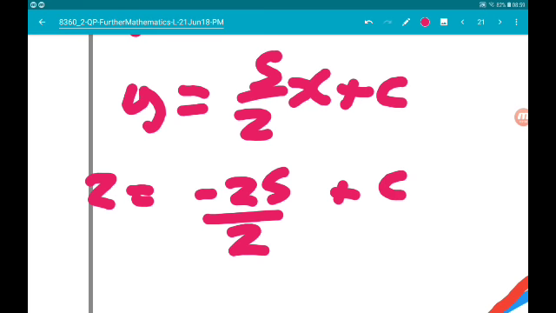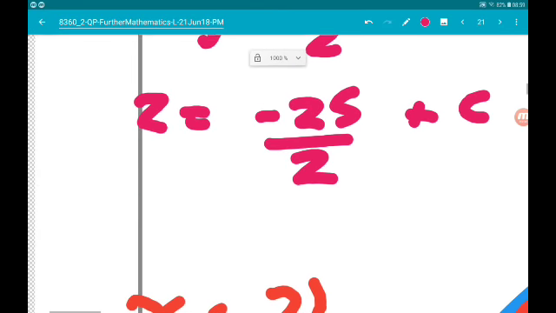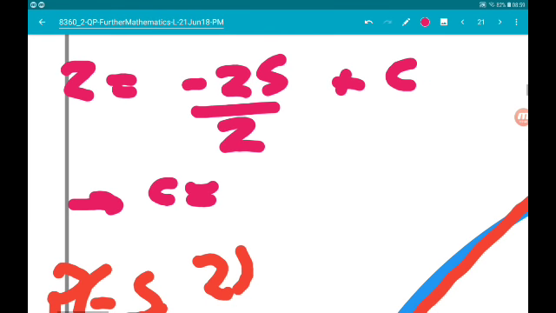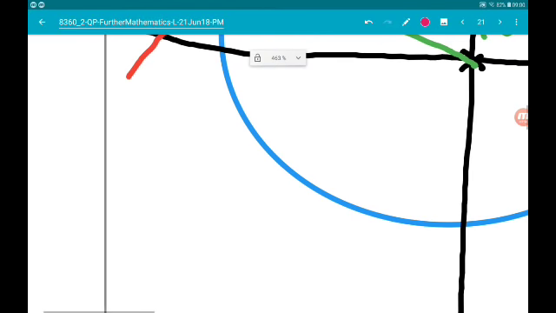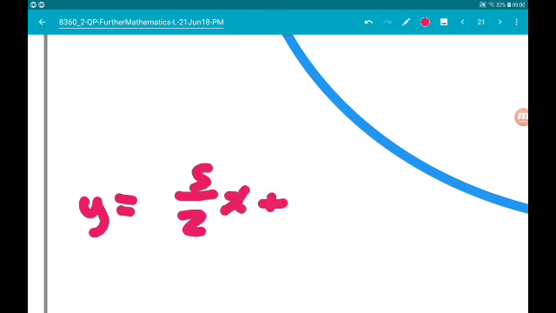Add c. So 2 is 4 halves. So we're going to add 25 halves to both sides. So we get c is 29 halves. So now we know the equation of the tangent is y is equal to 5 halves x add 29 halves.